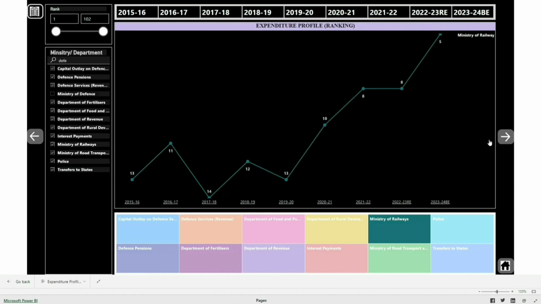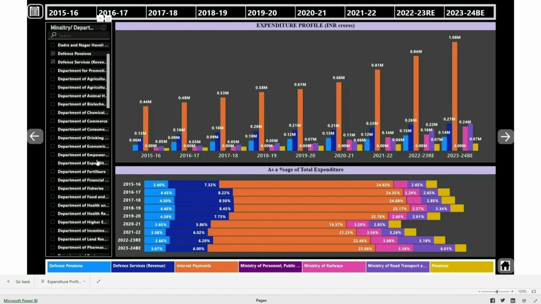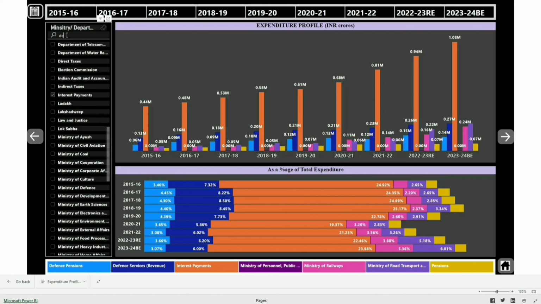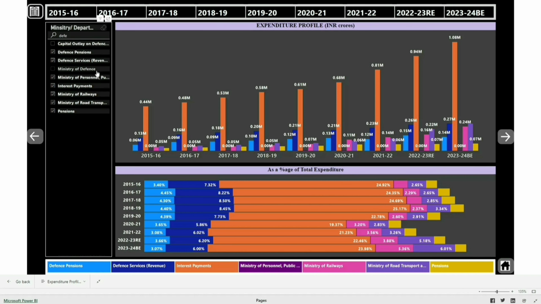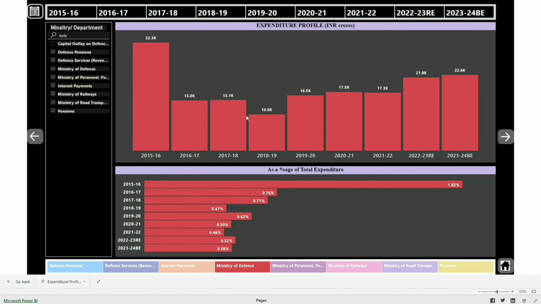Let's move forward. Here you can see all of these expense categories as a percentage as well as in crores, right? You can click on any of these. You can go here, type anything, and here you can, let's say, select Ministry of Defense, and you will be able to look at its numbers both in terms of rupee crores and in percentage as well. Let's move forward.